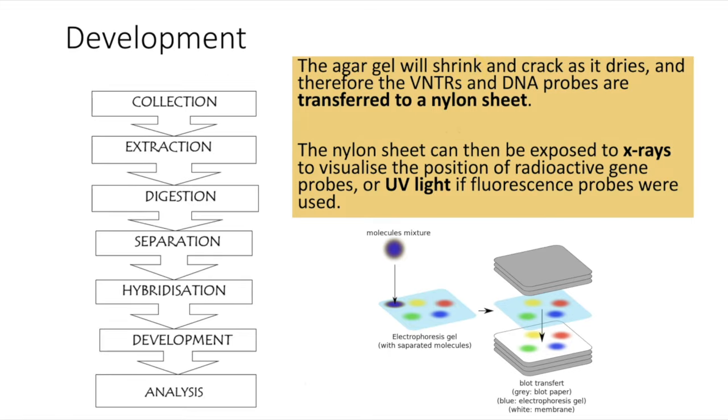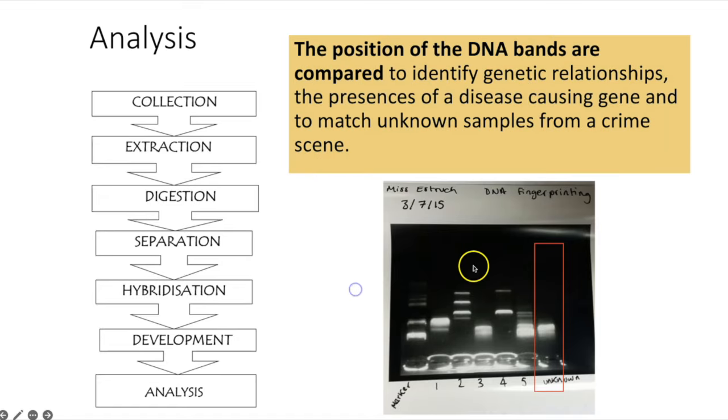So the development then, the agar gel will actually shrink and crack as it dries. So we transfer the VNTRs and DNA probes using a nylon sheet. So transfer it onto that, and the nylon sheet can then be exposed to X-rays if you've used a radioactive probe, or you can expose it to UV light if it was a fluorescent probe that was used. And that is then how we get this development of your bands that we can actually see the positions of. So the position of the DNA bands are compared to identify genetic relationships, or it could be to see the presence of a disease-causing gene, or to match an unknown sample of DNA from a crime scene.